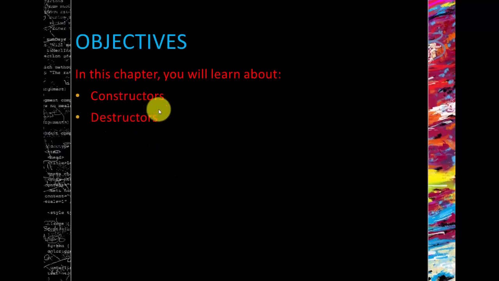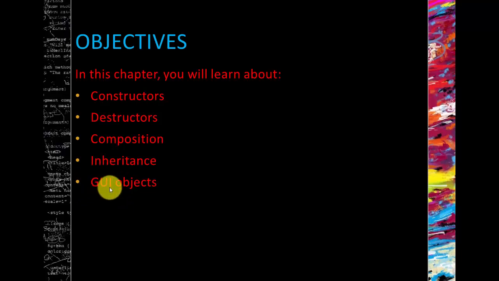Destructors, the opposite of constructors, how do we destroy our objects. We've got composition, what our objects, what our class is composed of. We've got inheritance, inheriting attributes and methods from other classes that are more of a superclass or a parent class in our child classes. We're going to be chatting a bit about our graphic user interface objects and how we create them for our users.